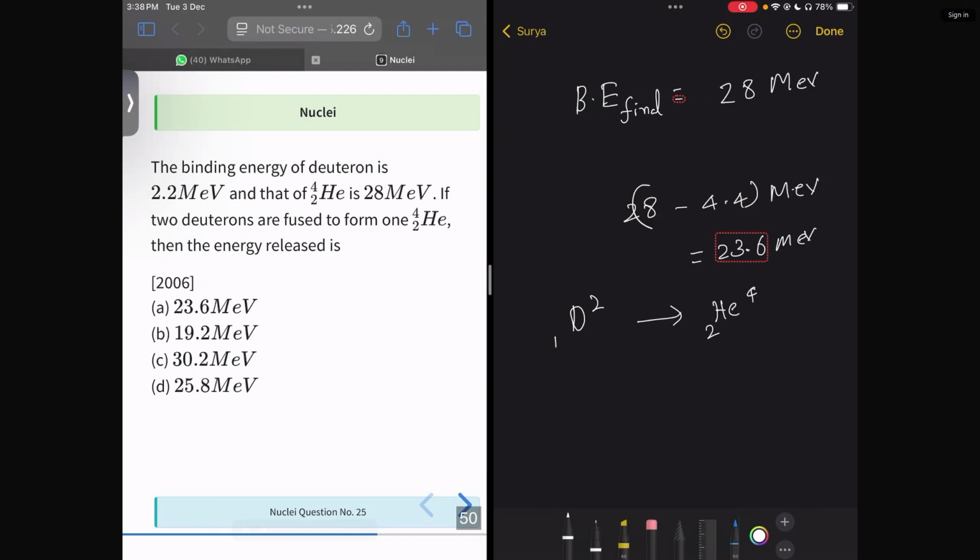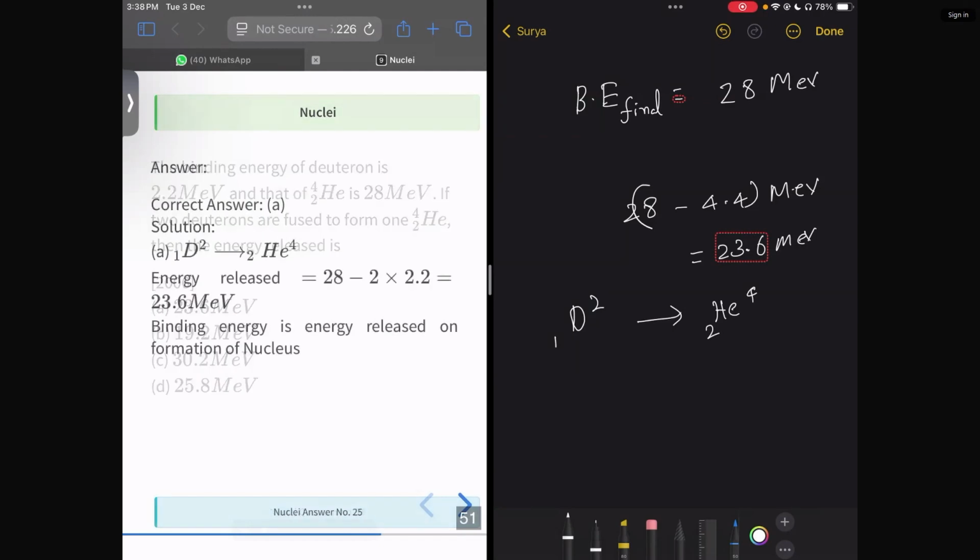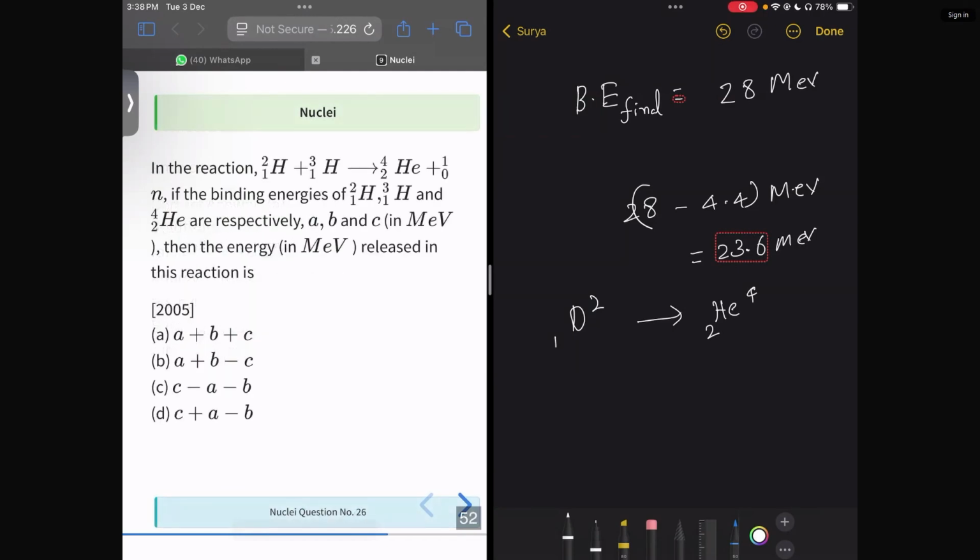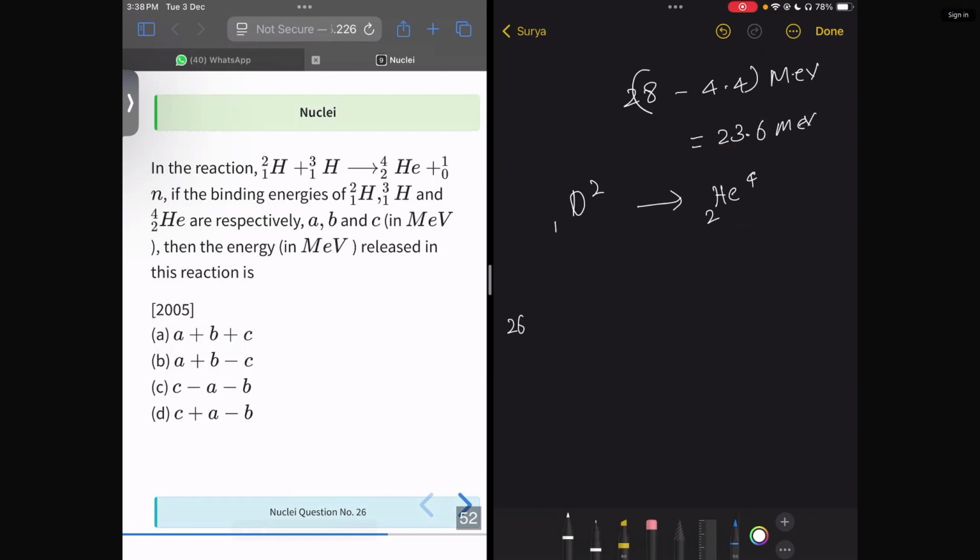So next question. In the reaction, H2 and H3 give helium and one neutron. The binding energies of H2, H3 and helium are respectively A, B, C in million electron volts. Then find the energy released in million electron volts.